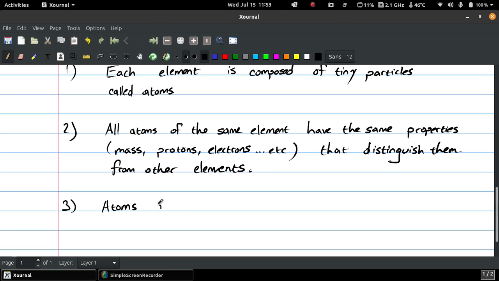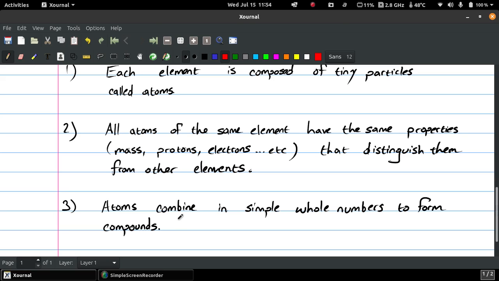So atoms combine in simple whole numbers to form compounds. So what that means is specific ratios.